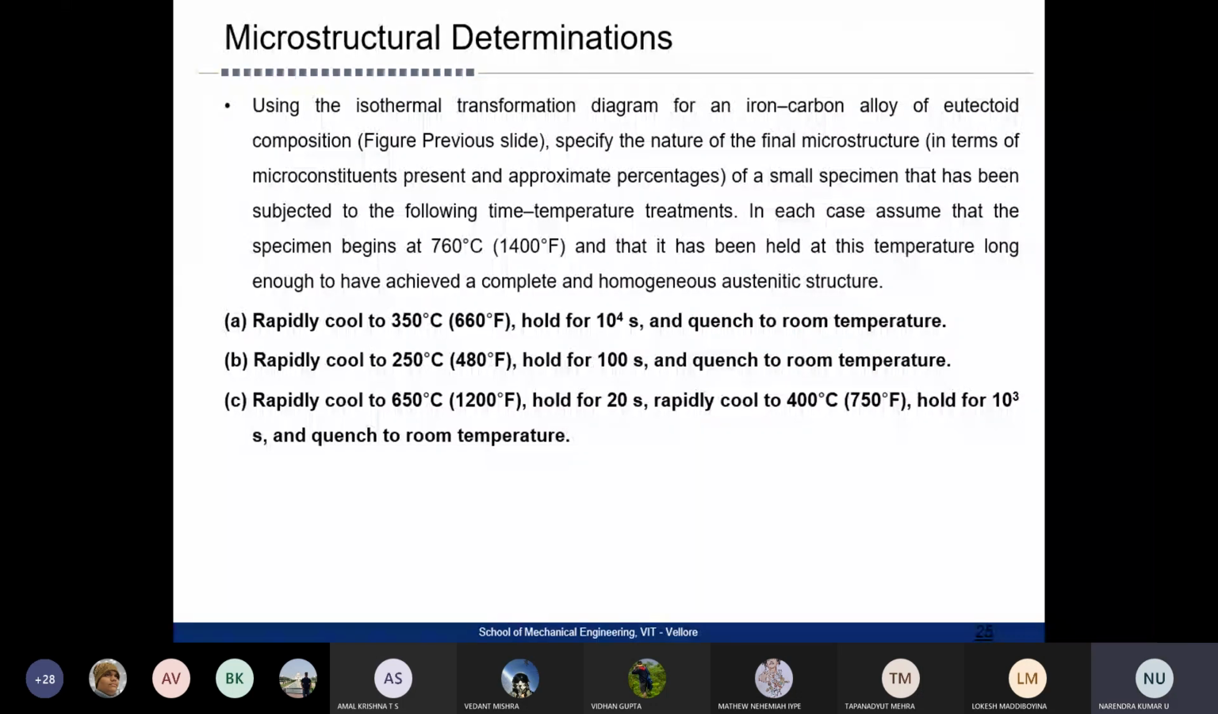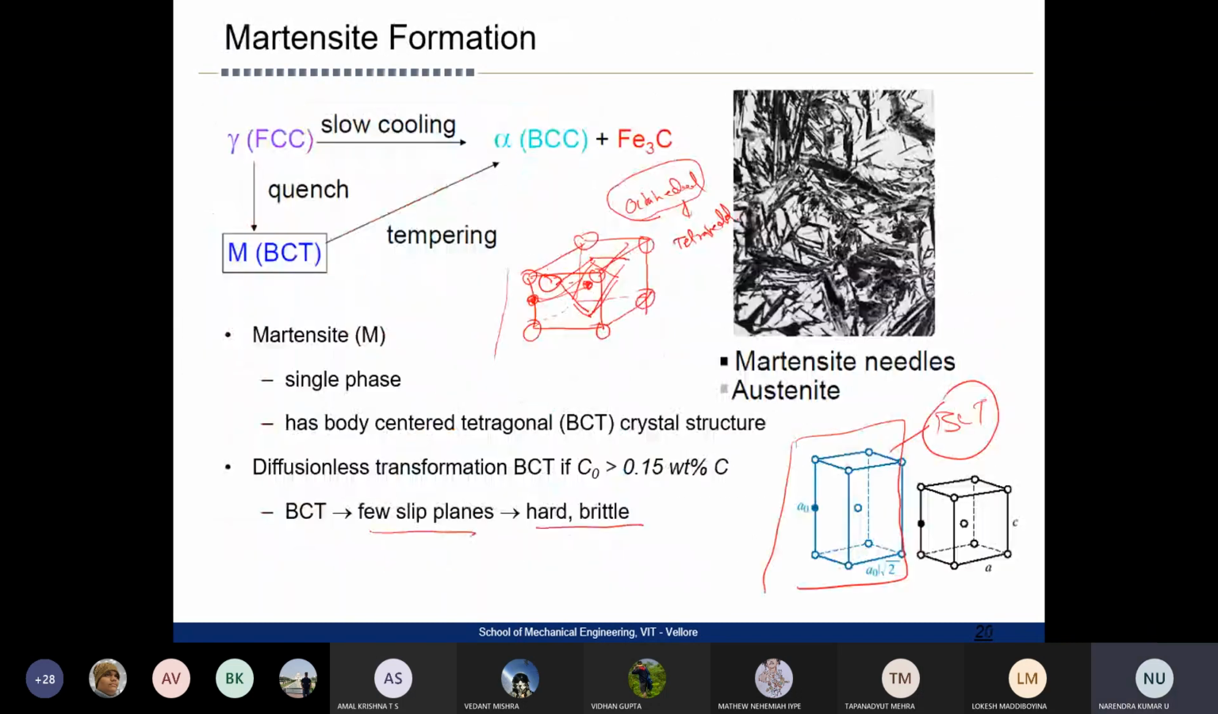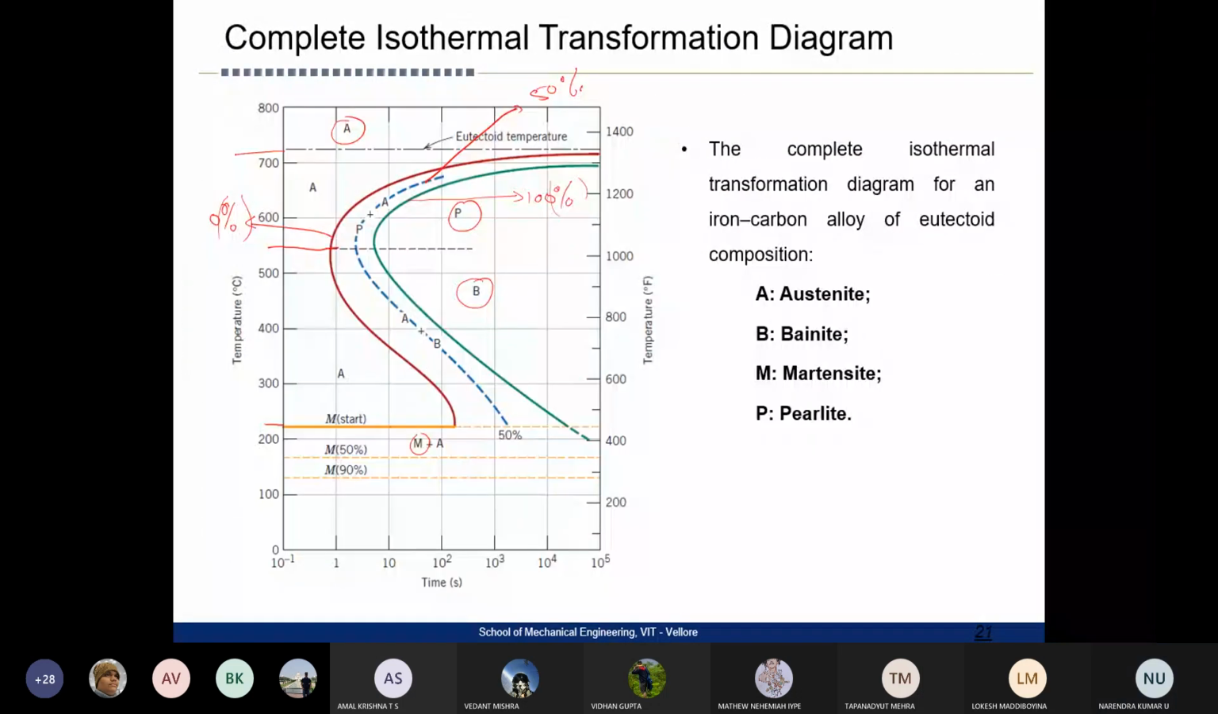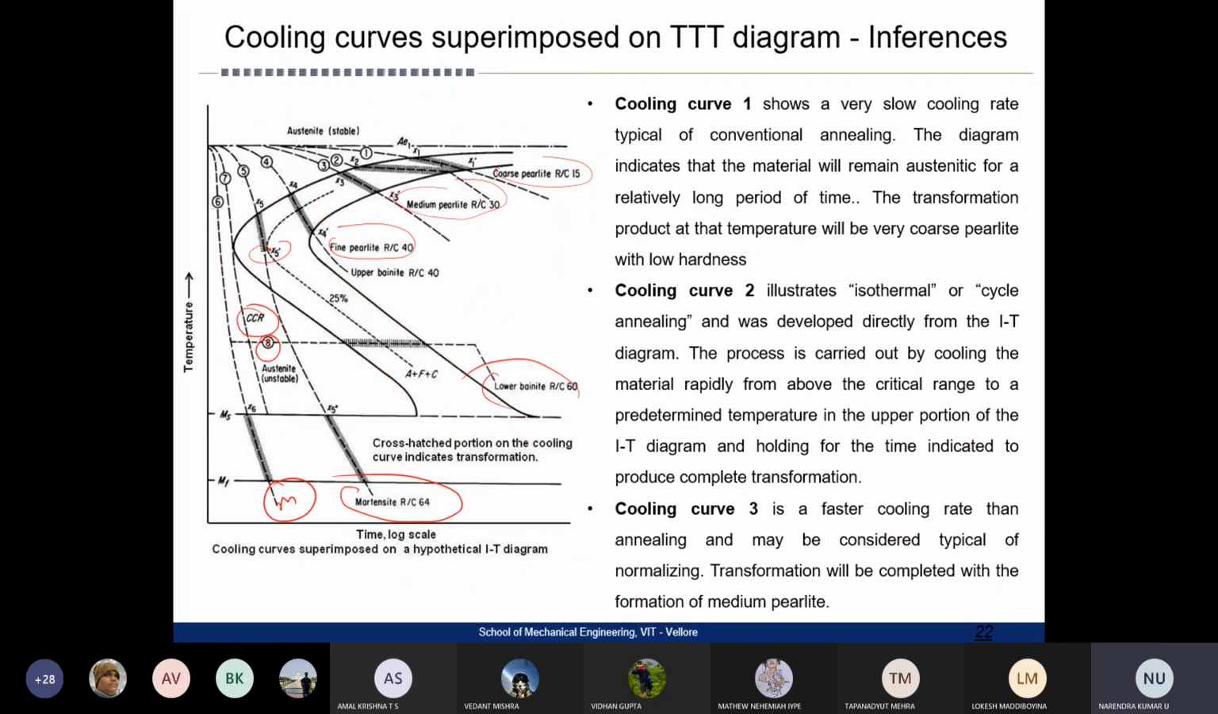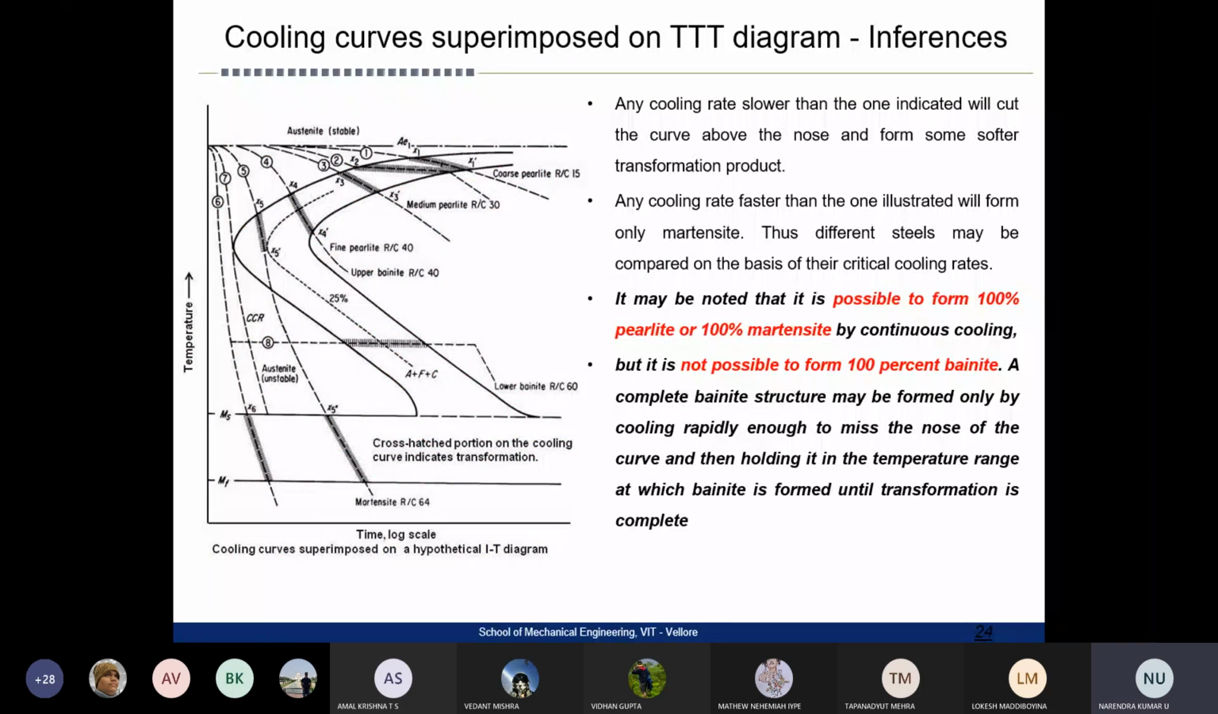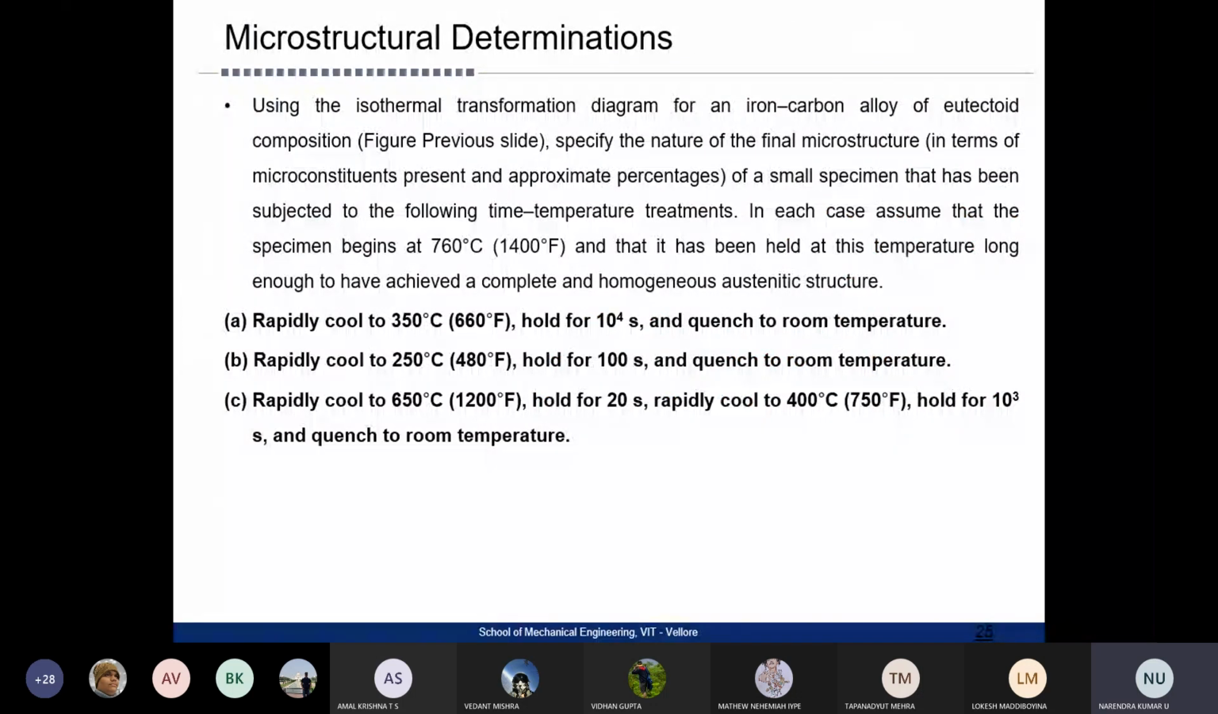So this is one problem for you. Having this diagram in mind, we are going to see what the end product will be if you do some particular transformation. That is what this question is.